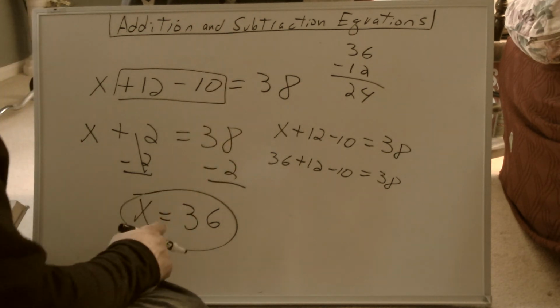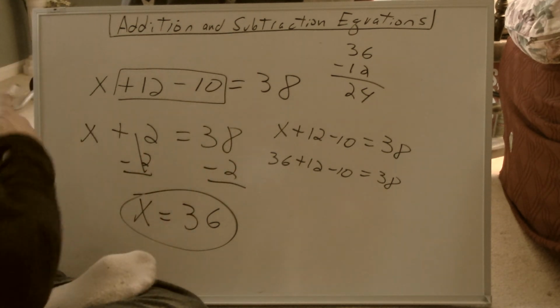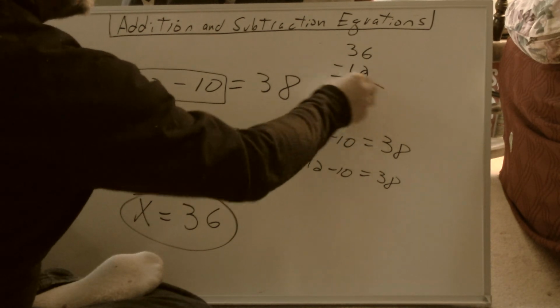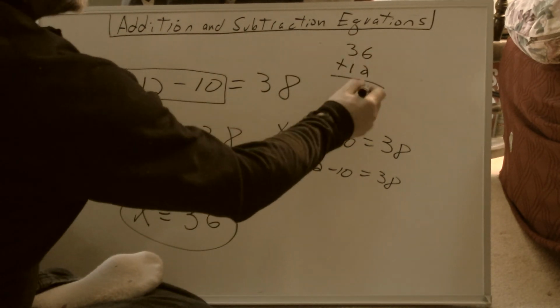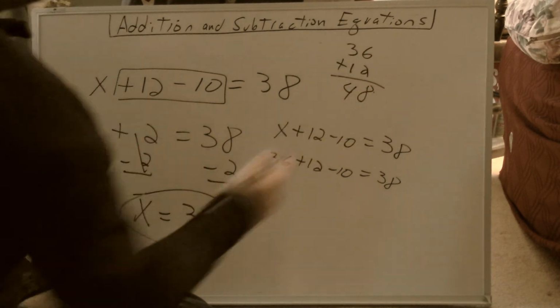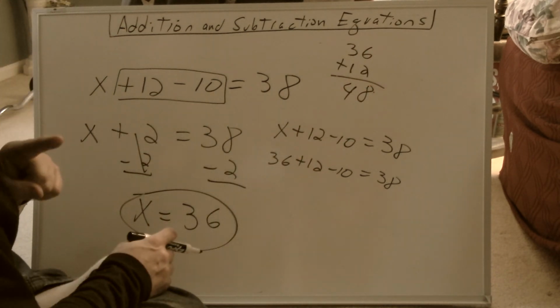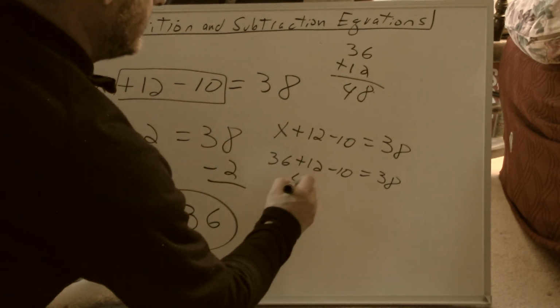Oh, what did I do wrong? I subtracted instead of added. You see, you got to watch yourself. Now we'll go back, do it the right way. 6 and 8. 3 plus 1 is 4. Ah, 48. There you go. Now that makes sense. So this is 48.